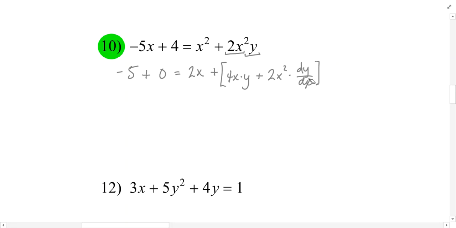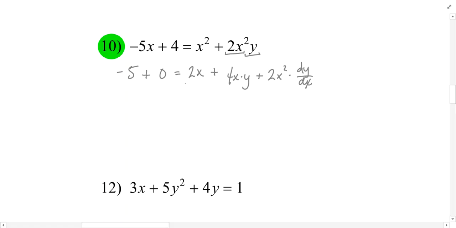I don't really need the grouping symbol here, but I chose to write it here because it reminds me that everything inside the grouping symbol is the derivative or the differential of this singular term. But I'm just going to take the grouping symbols off now so that I have a better look at what it's going to take to solve for dy dx.